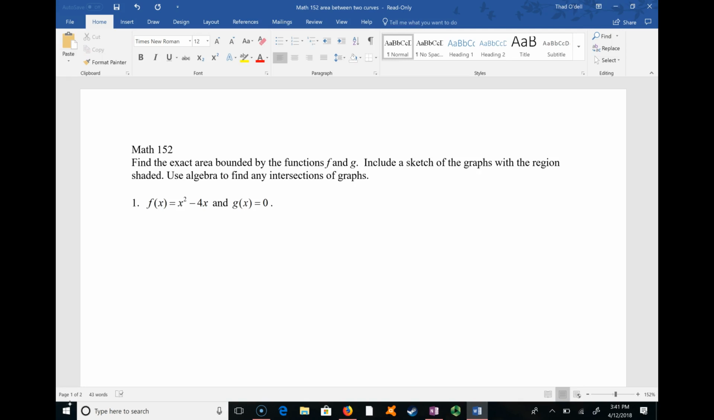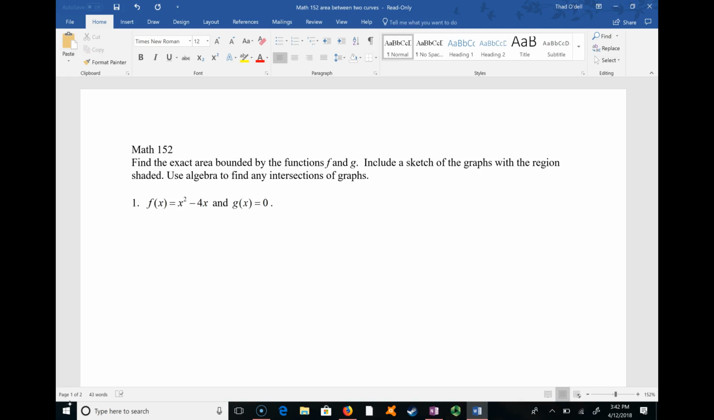I thought I'd make a quick video on finding area between curves. This is the worksheet that I passed out in class today. I wanted to run through this, and you could work on the worksheet, attempt a problem, then watch the video afterwards to check and see if you made any mistakes and that sort of thing.